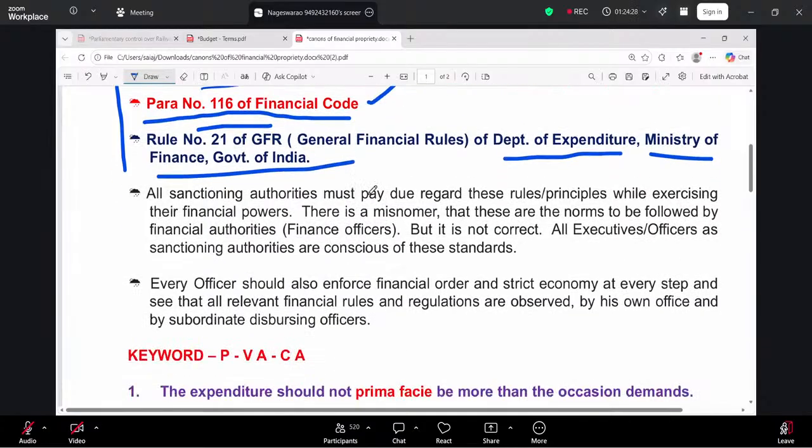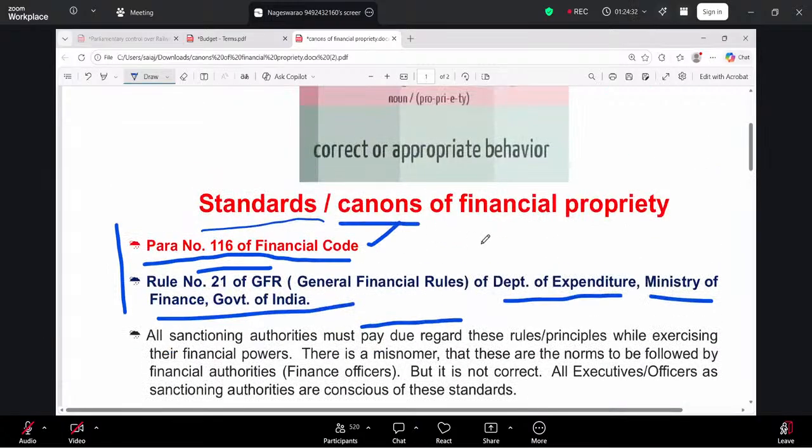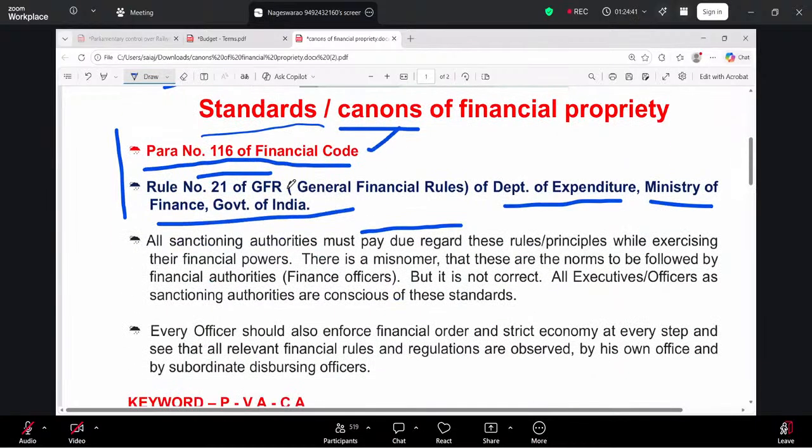Here all sanctioning authorities must pay due regard. Very important, one question is expected. Please check. Possibility is there, one question. Canons of financial propriety. See, all sanctioning authorities must pay due regard.